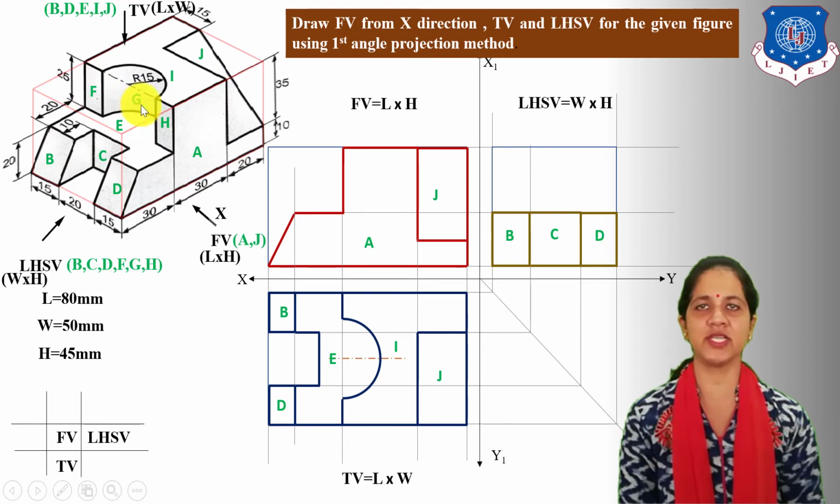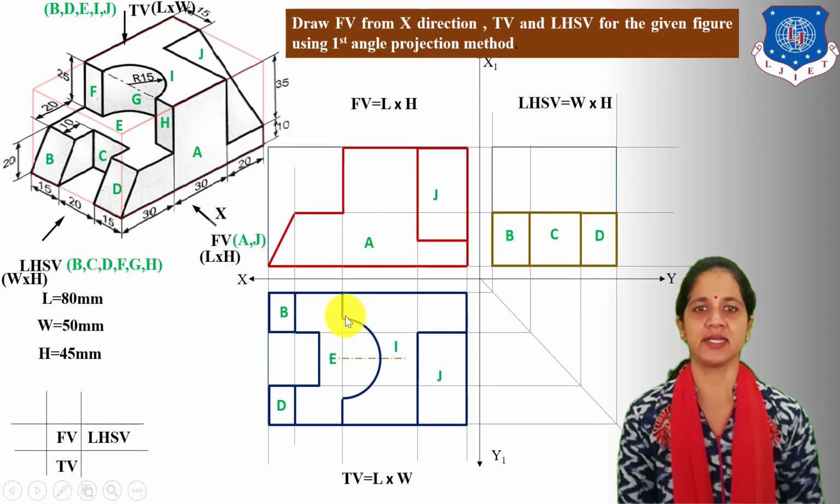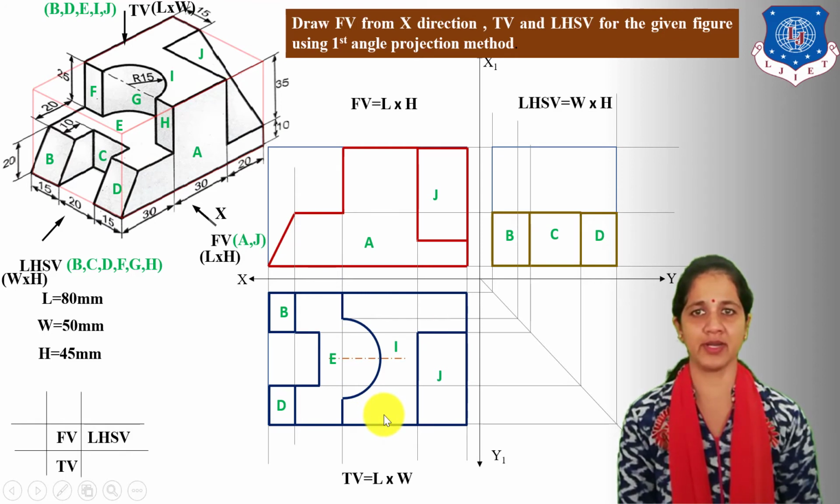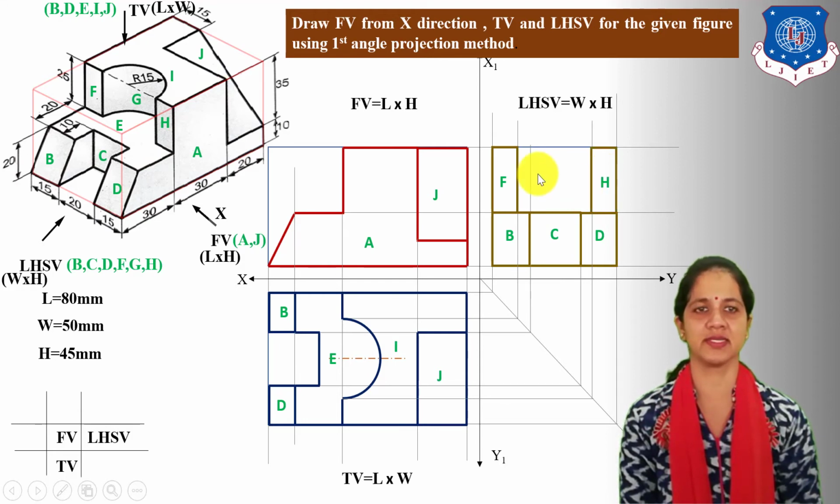Next, locate the F, G and H surfaces. The width of the F and H surfaces is 10 mm, so transfer the 10 mm width from the top view for the F and H surfaces. Here, this area indicates the F surface and this area indicates the H surface. From the left hand side view direction, this curved surface is projected as a flat surface. So this area indicates the G surface. So these are the visible front view, top view and left hand side view projections.